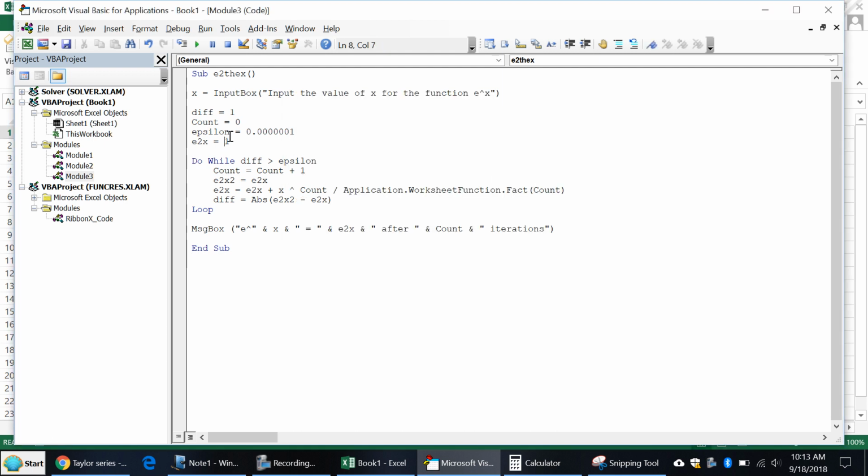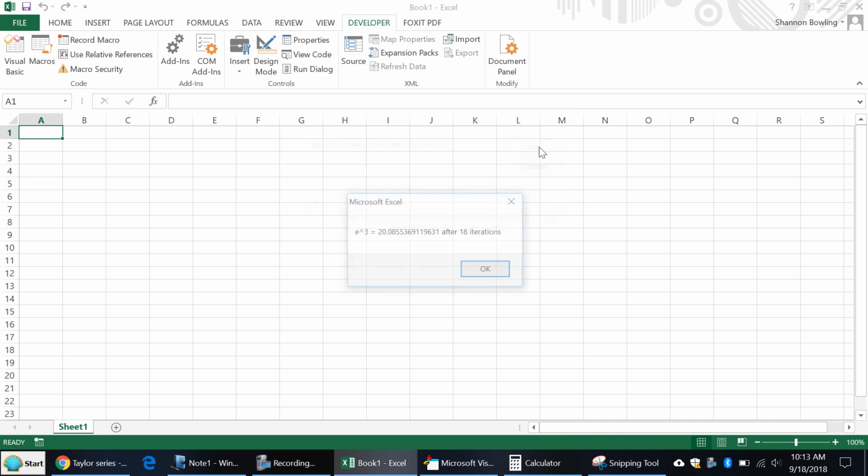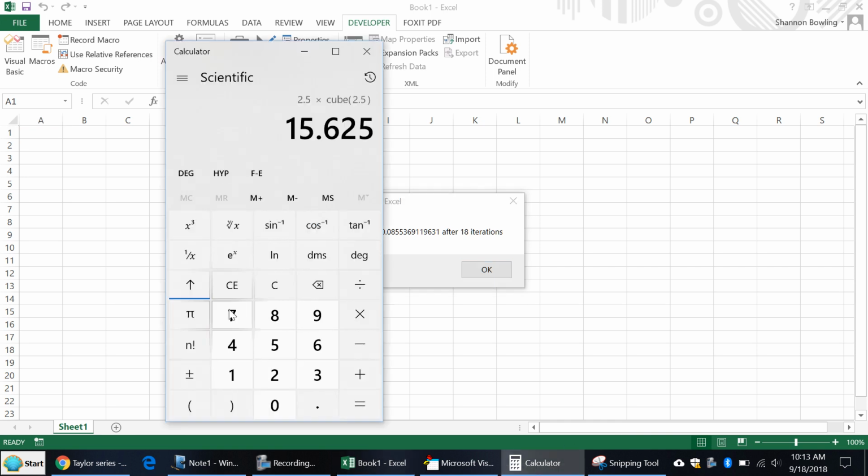Oops. There we go. So e cubed is equal to 20.085 after 18 iterations. So let's see what e cubed is. So if I say, see, 20.855.